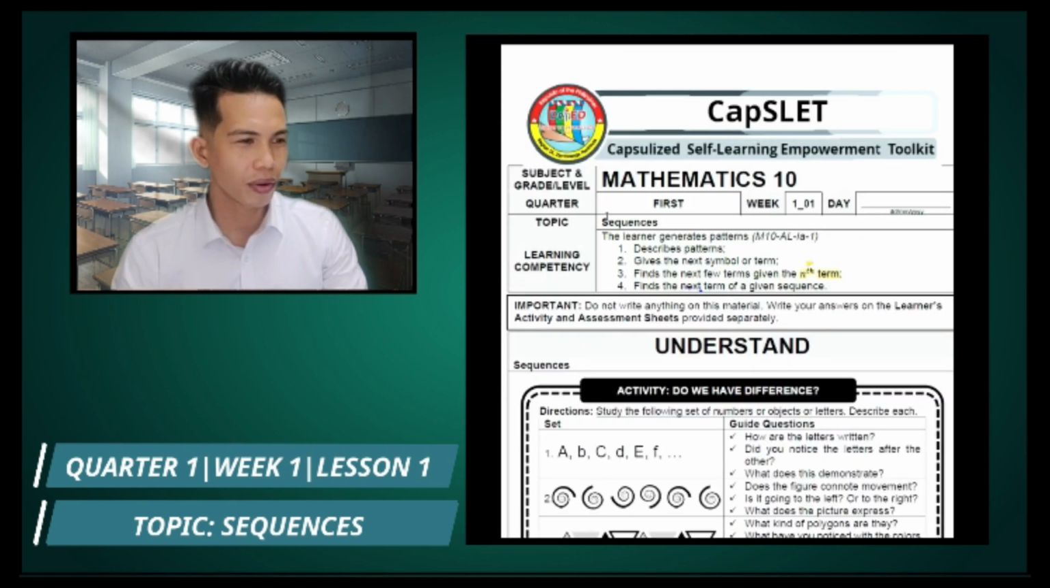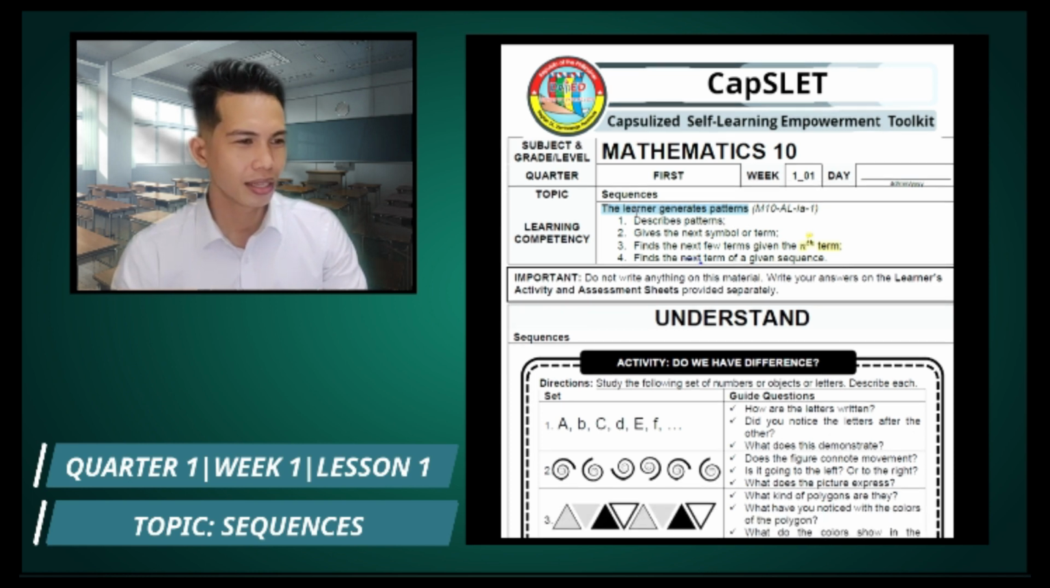Our topic for today is sequences. And our learning competency is the learner generates patterns with the following objectives. Number 1, describes patterns. Number 2, gives the next symbol or term. Number 3, find the next few terms given the nth term. By the way, nth term means formula.